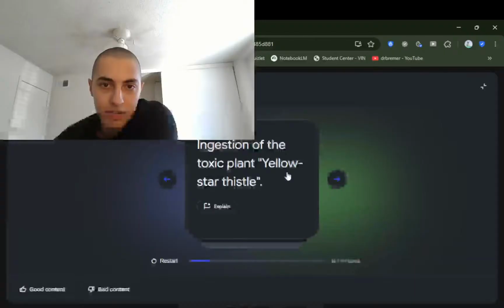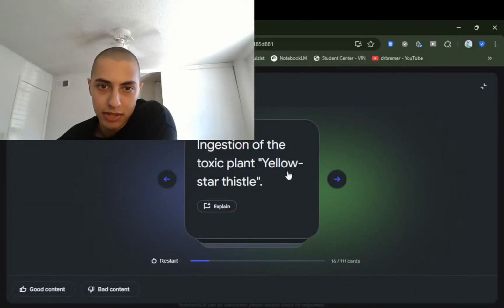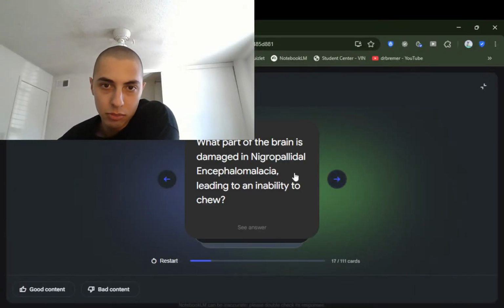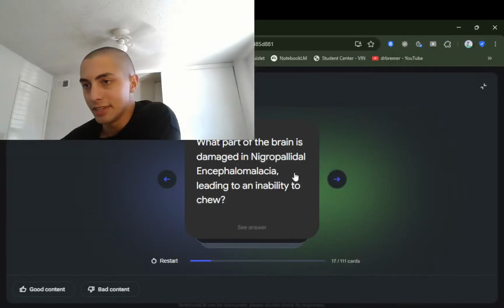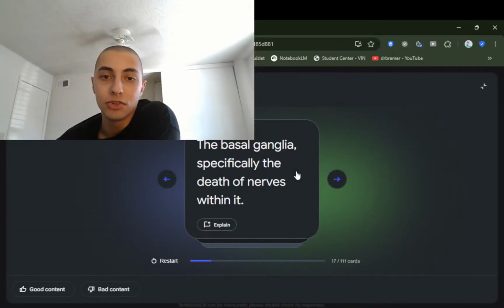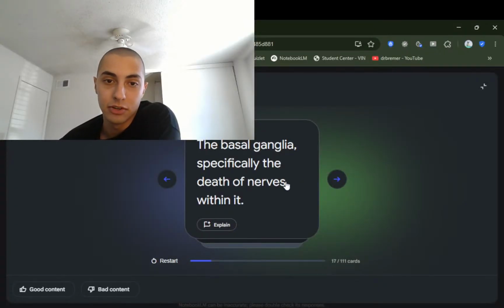The primary cause is ingestion of the toxic plant yellow star thistle. What part of the brain is damaged in nigropallidal encephalomalacia, which leads to an inability to chew? The basal ganglia is damaged. What happens is the nerves within die.